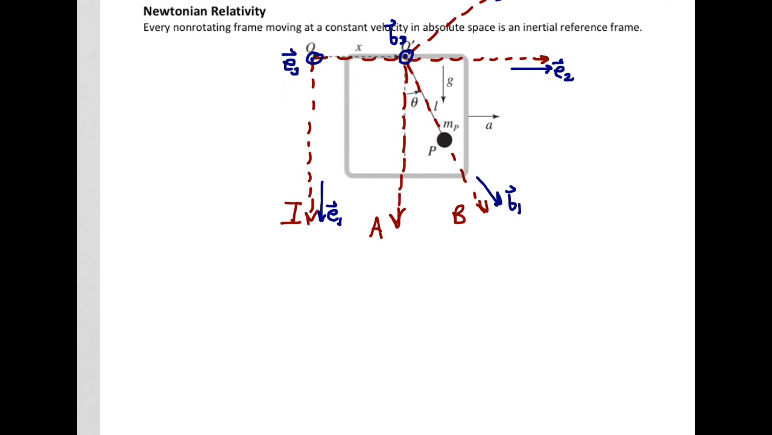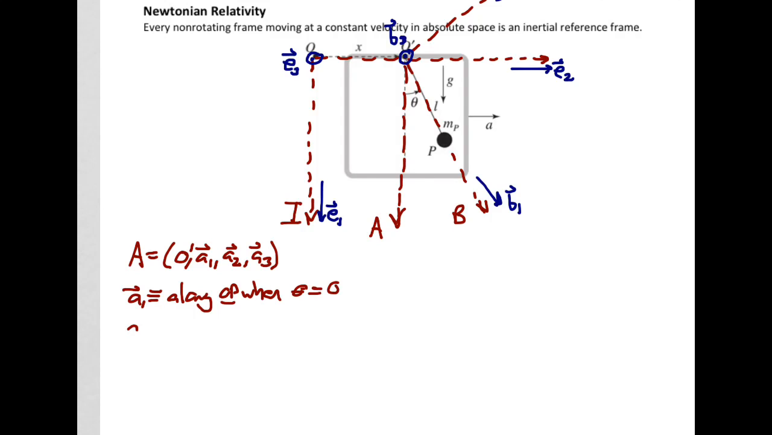All right, so let's define that in detail, where we have reference frame A has an origin at O prime. O prime is fixed within reference frame A. It's in the box, and then we'll give it vectors A1, A2, and A3. And A1 being defined as along OP when theta is equal to 0. A3 defined as the same as E3, and then A2 being E3 crossed with E1.